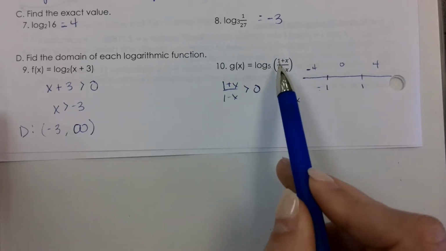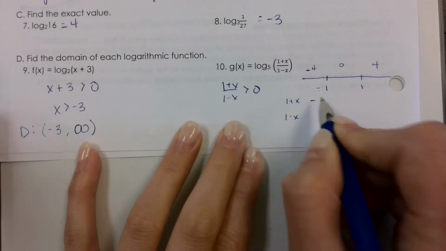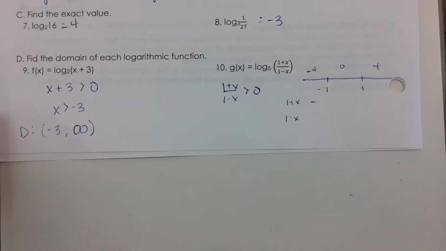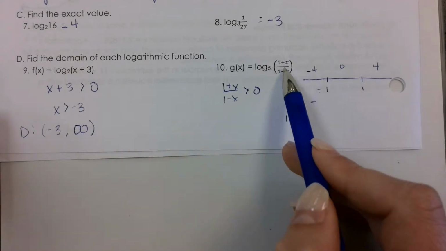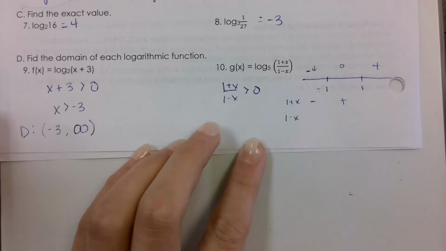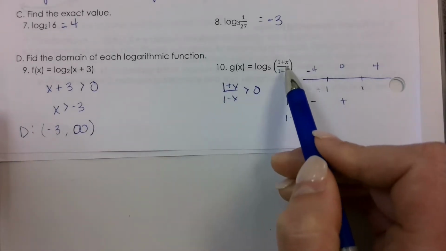So if we put a negative number in up here, pick a negative number, any negative number. -4, pick a number between -1 and 1, 0, and pick a number that's bigger than 1. Or you can pick any numbers you want that fall in those intervals, yeah? So then you put those test values in and see what sign you get.